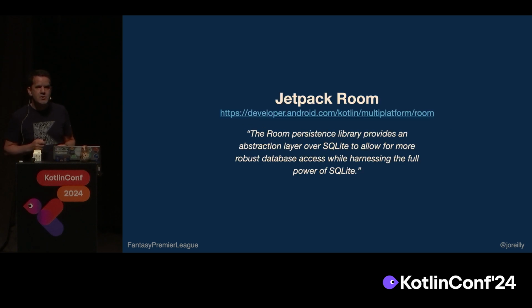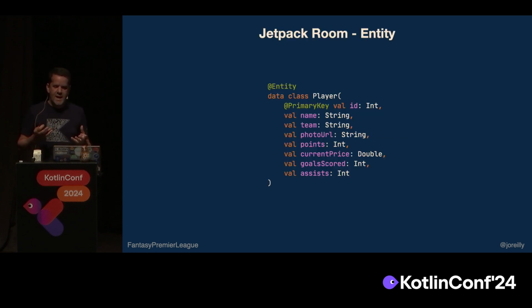Next library we're going to talk about is Jetpack Room. It provides, as described here, an abstraction layer over SQLDelight. And this is one of the entities from the project that we're going to persist, in this case for information about a particular player. Just a standard Kotlin data class marked with @Entity annotation.